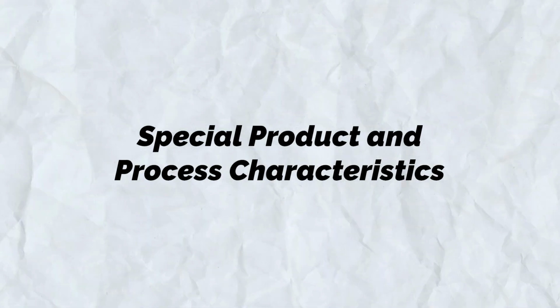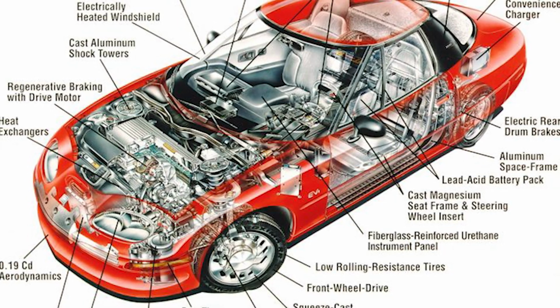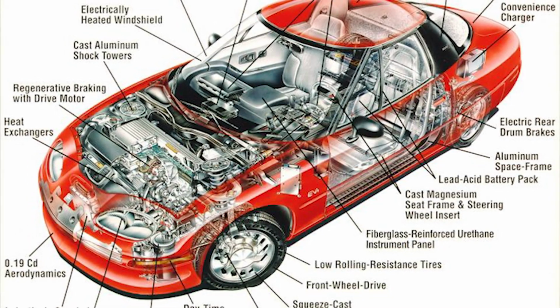Then the next point here is with respect to special product and process characteristics. Now when we talk about a vehicle, in a vehicle many parts are important, but there are certain things, if it is not right, then it can impact the entire vehicle. Let's take an example of wheel alignment.